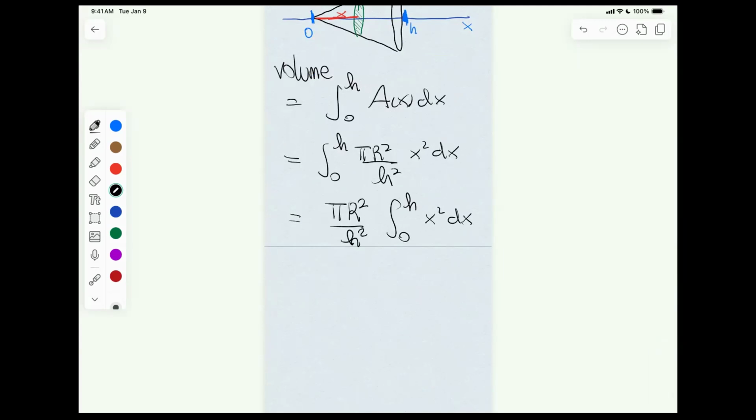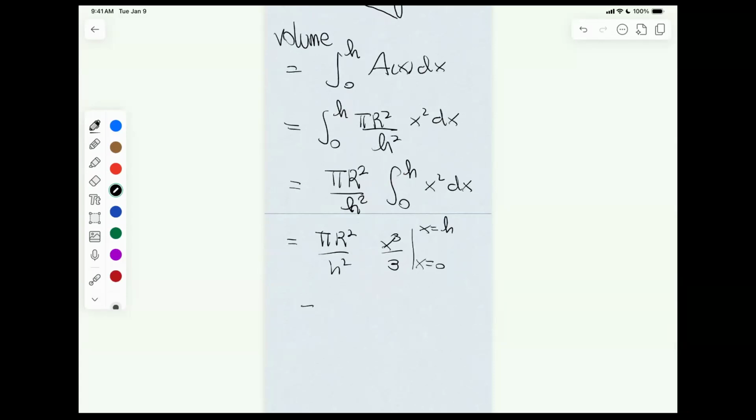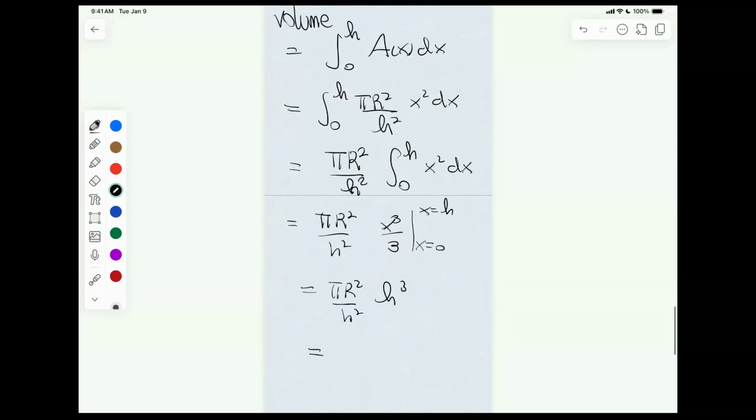So the integral of x squared is x cubed over 3. Of course, there's a constant of integration, but I'm forgetting these constants because I just care about definite integrals, at least at this point of the course. When there are definite integrals, the constants of integration that you add in the antiderivative go away, so it doesn't matter. And so you get pi r squared over h squared times h cubed, and then the 3. So that gives you 1/3 pi r squared h. So this is the volume.